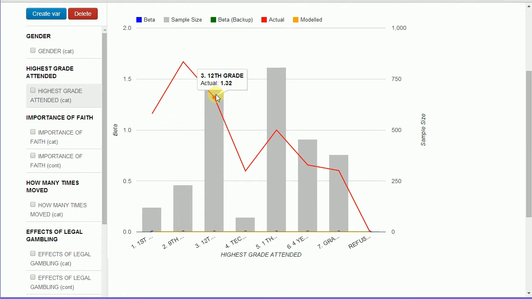What we're looking at here are just summary statistics. We haven't built a model yet at all. Those who completed 9th through 11th grade have a problem gambling score 67% higher than the base level, and those who completed 1st through to 8th grade are 16% higher.